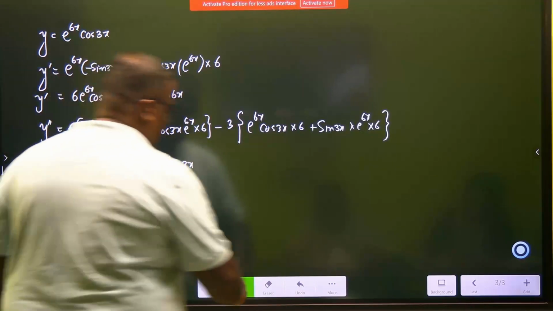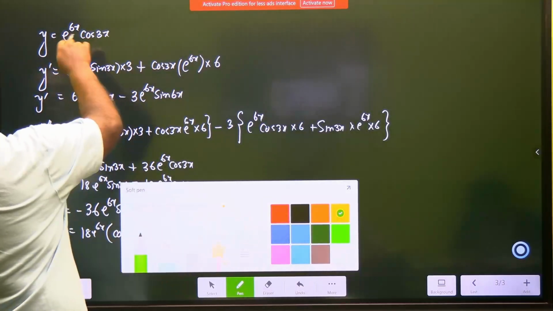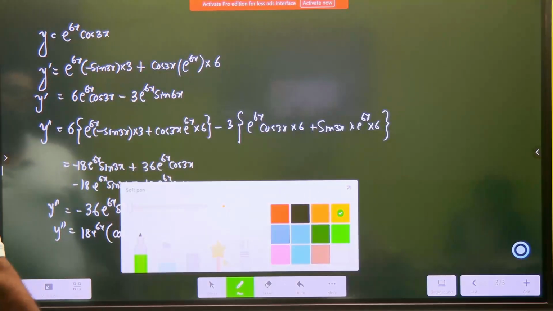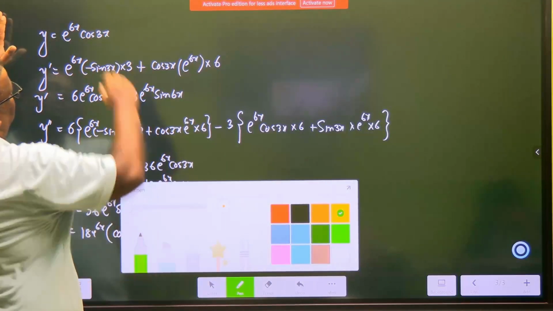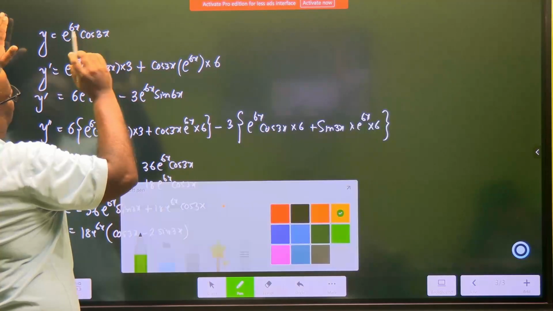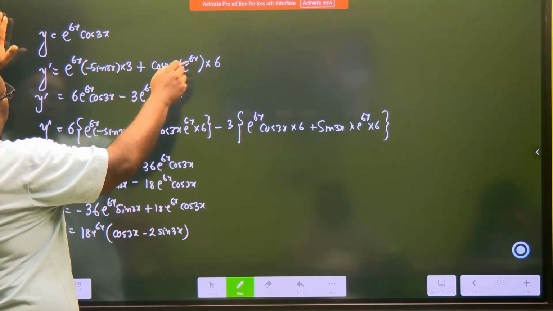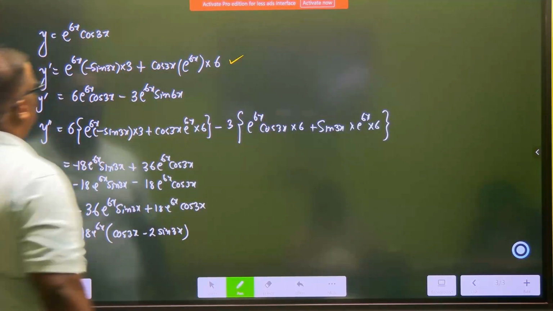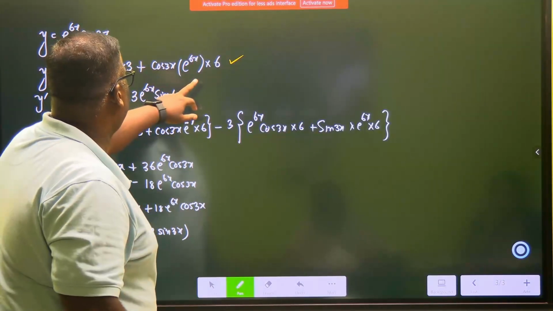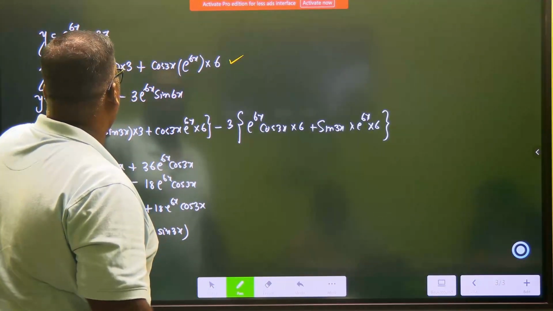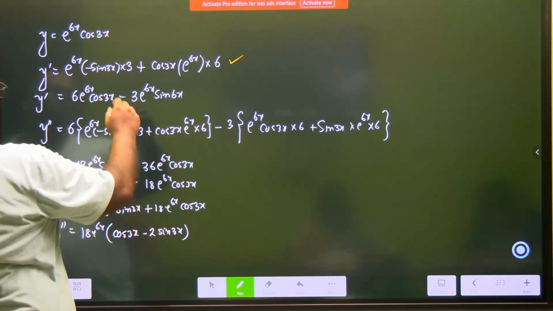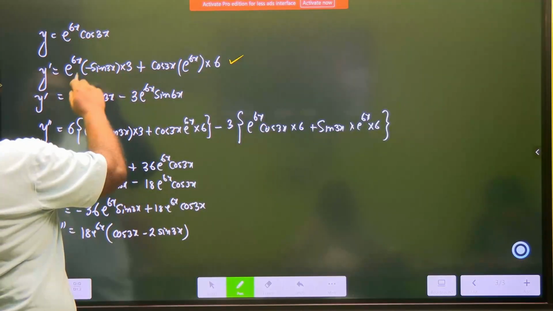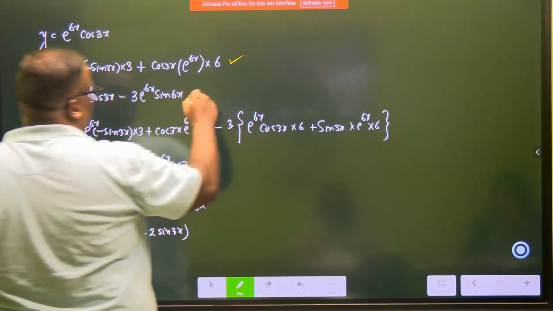Okay, let's check. Somewhere we have gone wrong. Let's check this. Is the question correct? Have I written it correctly? e to the power 6x cos 3x. Okay, let's differentiate. First function is e to the power 6x. Cos of 3x is minus sine 3x into 3. That's fine. Plus cos 3x e to the power 6x into 6. This step is correct. Which means I have 6 e to the power 6x cos 3x, which is fine. And I have negative 3 e to the power 6x sine 3x. This step is also correct.